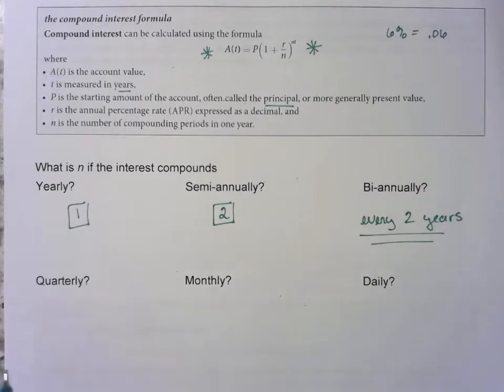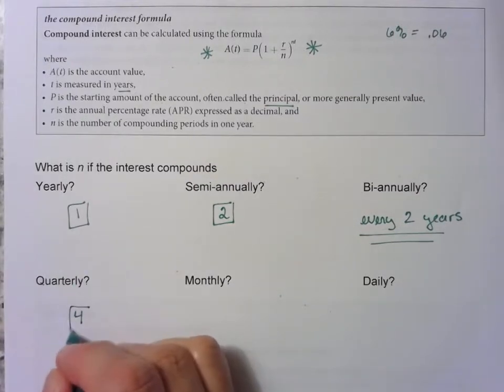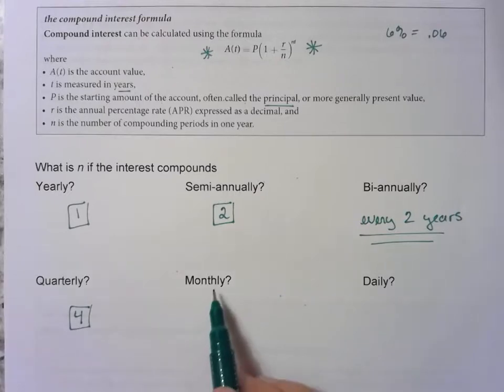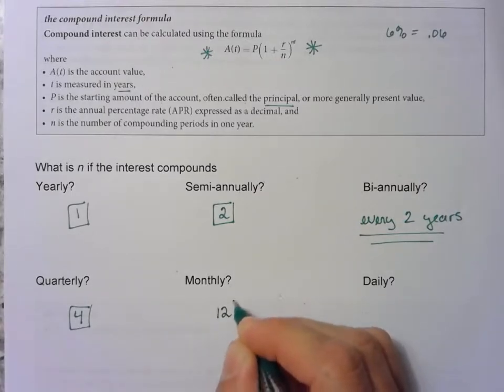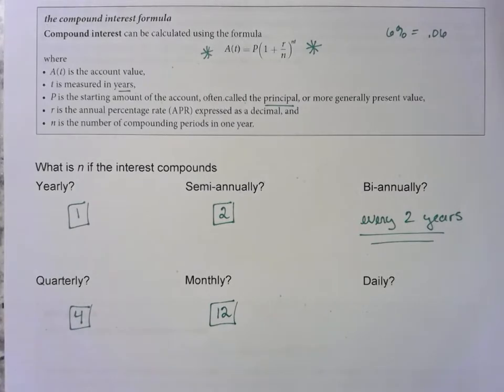What about quarterly? Quarter, there are 4 quarters in a dollar, right? So quarterly means 4 times per year or every 3 months. Monthly, there are 12 months in a year, so N would be 12. Daily is a tricky one too. But for banks, they use 365 days no matter what. Now, if you're dealing with simple interest, they actually use 360. Okay, but we're dealing with compound interest, so we're definitely going to be using 365 days for a year.